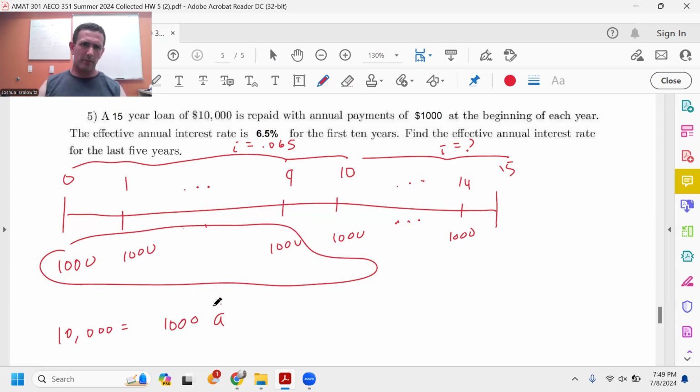So it's 1,000 annuity due. It's at the beginning of each year, so it is an annuity due. You really got to be careful with annuity dues versus annuity immediates. I should make a joke, annuity do's and don'ts.